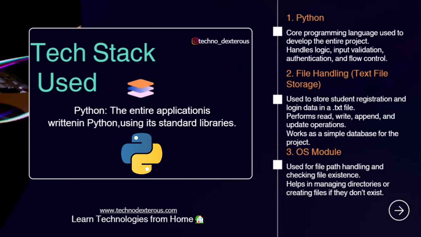The technical explanation here: first, Python is the main language for this project. Second, file handling. File handling is used to store student registration and login data in a text file. Operations like read, write, append, update are performed. The text file works as a simple database for the project. The OS module handles file paths and checks for file existence. It also helps in managing directories or creating files if they do not exist.